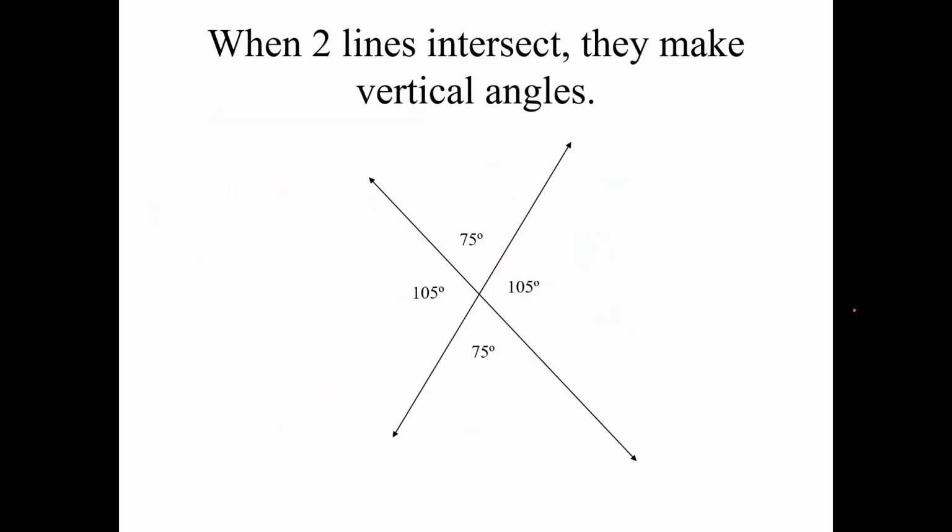The next one is vertical angles. When two lines or two line segments intersect, they make vertical angles. Here the examples are two lines, and they intersect. Intersect means that they are meeting in one point. So the first thing that you need to know is this meeting point here. Let's name that point A. This point A is what we call the intersection point.